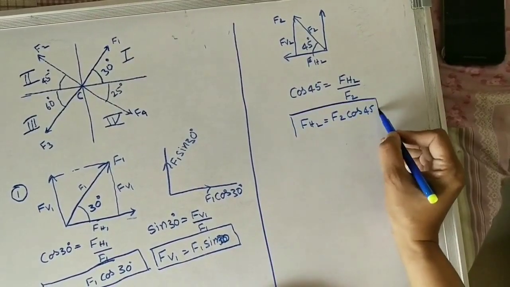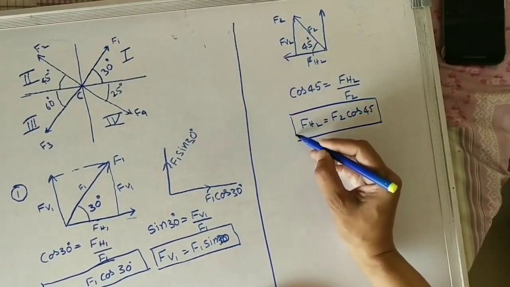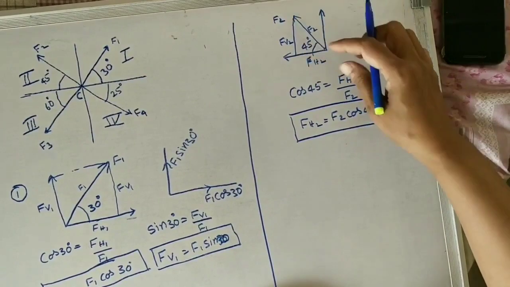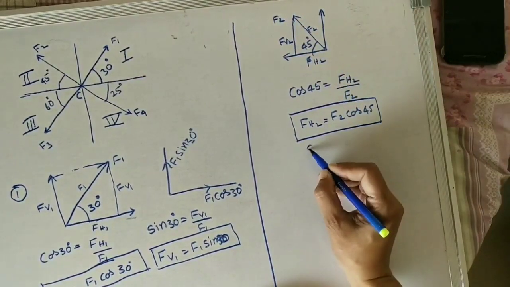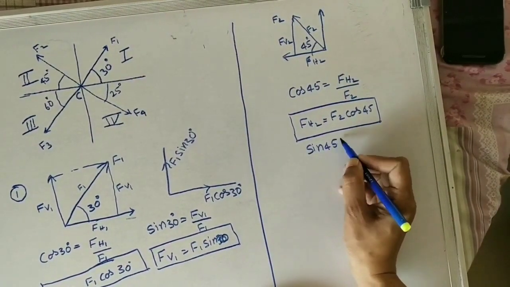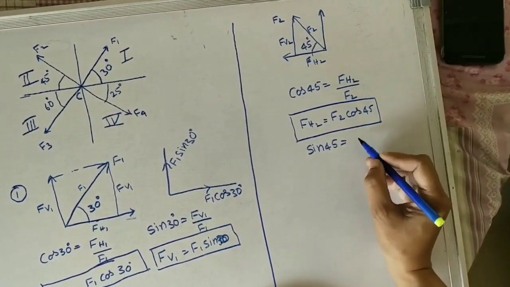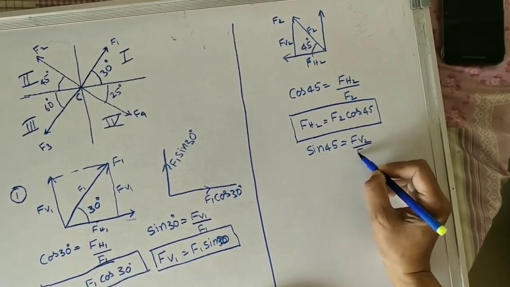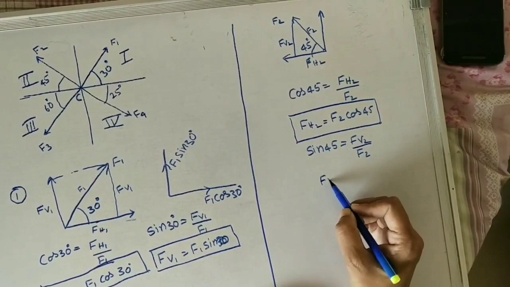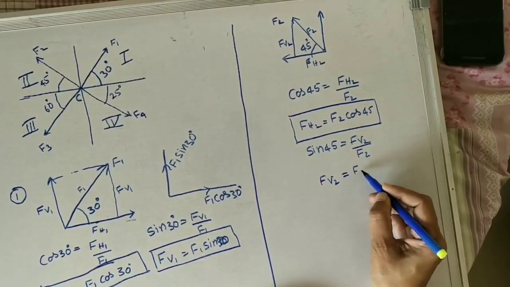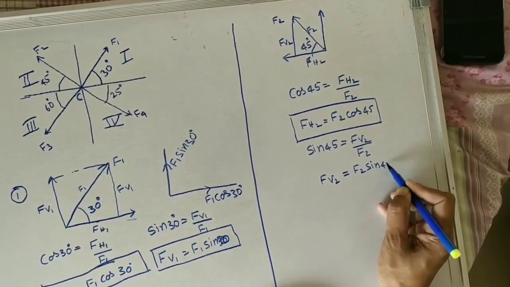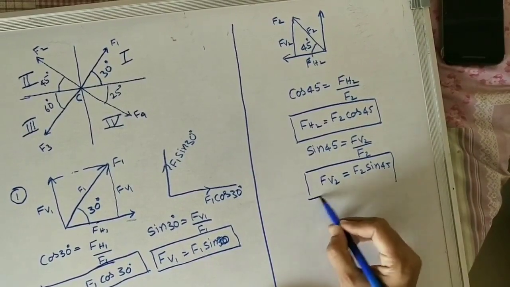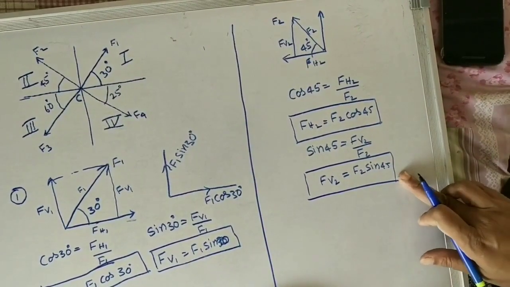Similarly, find the vertical component. In this right angle triangle, for finding the vertical component, we need to apply sine. Sine 45 is equal to FV2 by F2. Now FV2 is equal to F2 sine 45. So this is the horizontal component, and this is the vertical component.